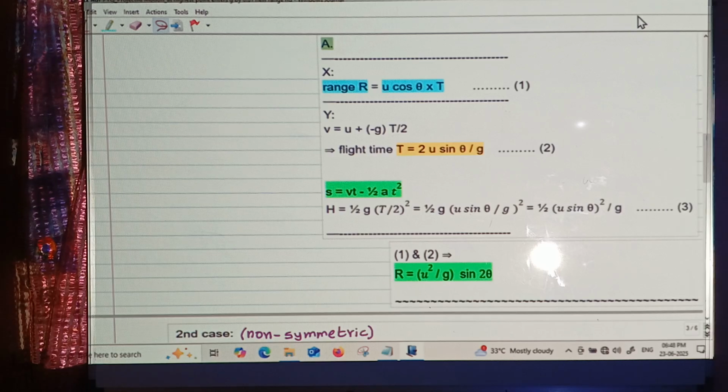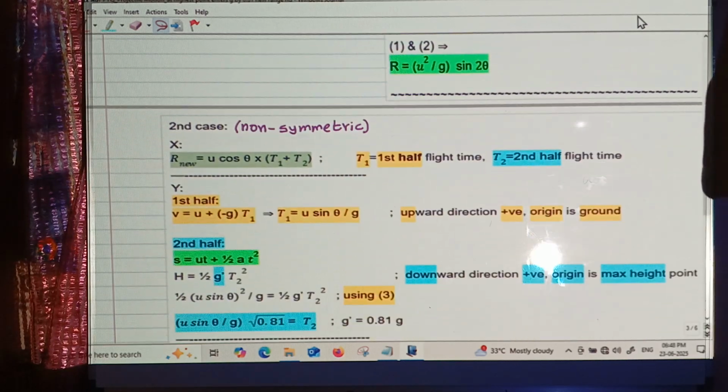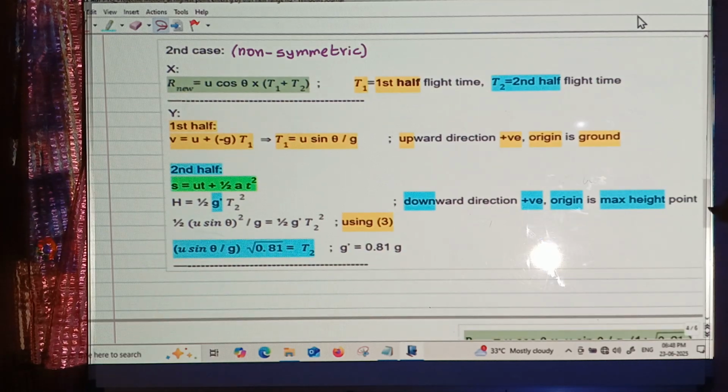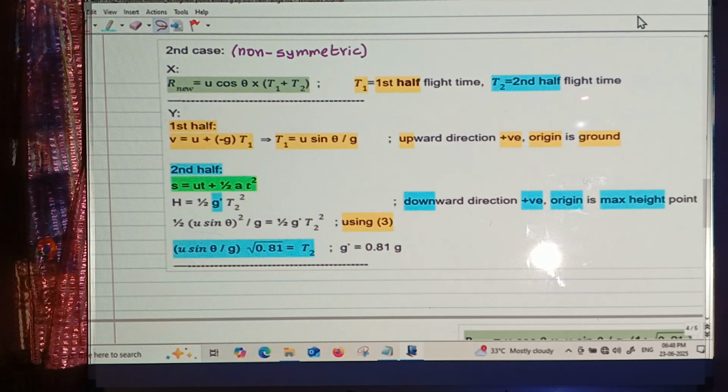In the second case, the projectile is entering a region of stronger gravity in the second half. So it's actually non-symmetric. It won't be a parabola. Parabola is symmetric about the midpoint. So range in the second case is u cos theta, which is same for the first half and second half because there is no force in the horizontal direction. So it's u cos theta throughout. And the total time is T1 plus T2. T1 is the first half flight time. T2 is the second half.